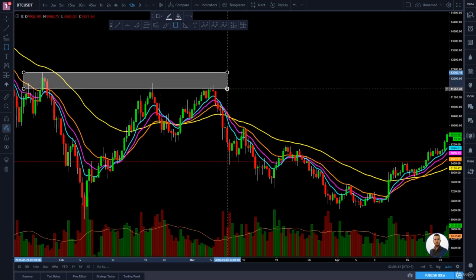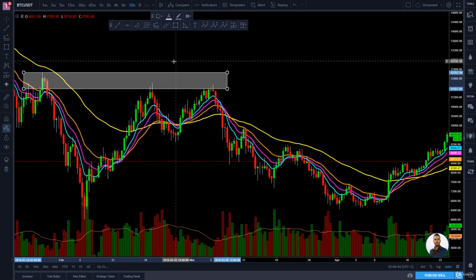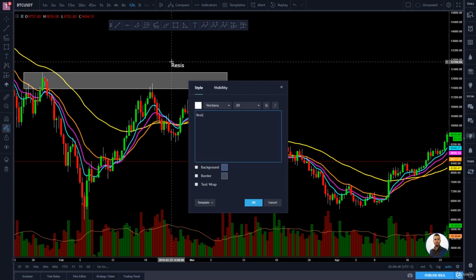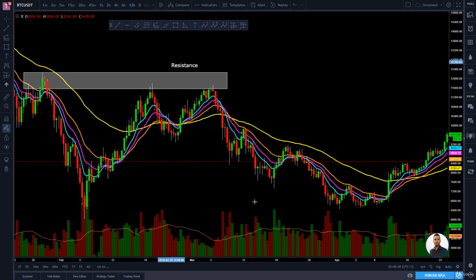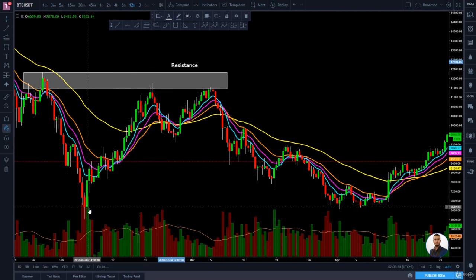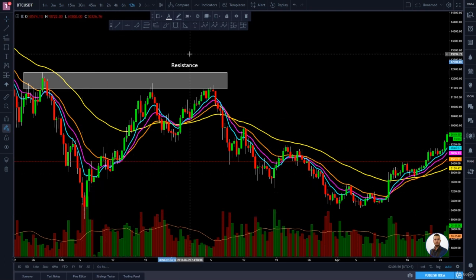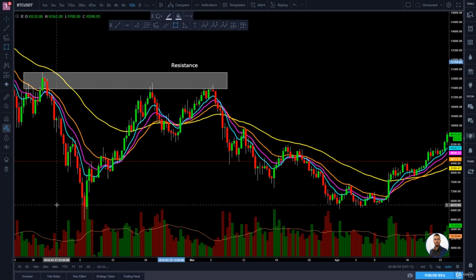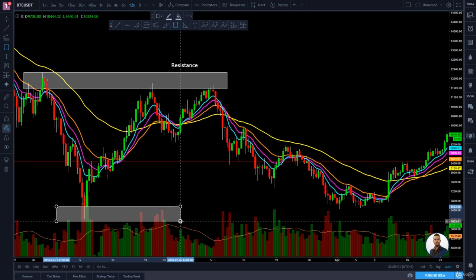like this, and I will annotate it right here so you can see. Okay? And now, because you can clearly see we had a big bounce to the upside from this area, now we will assume that this is the support right here, and I will annotate as well that this is the support zone.